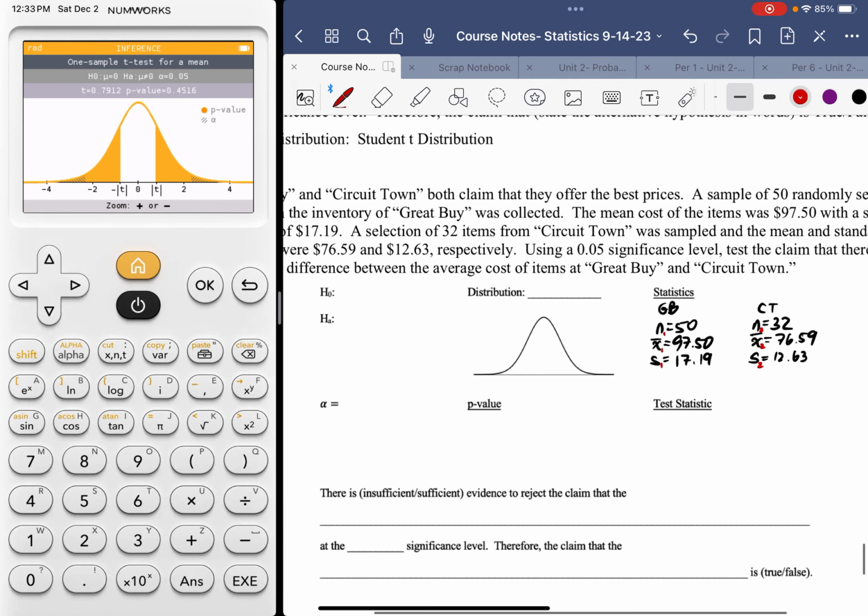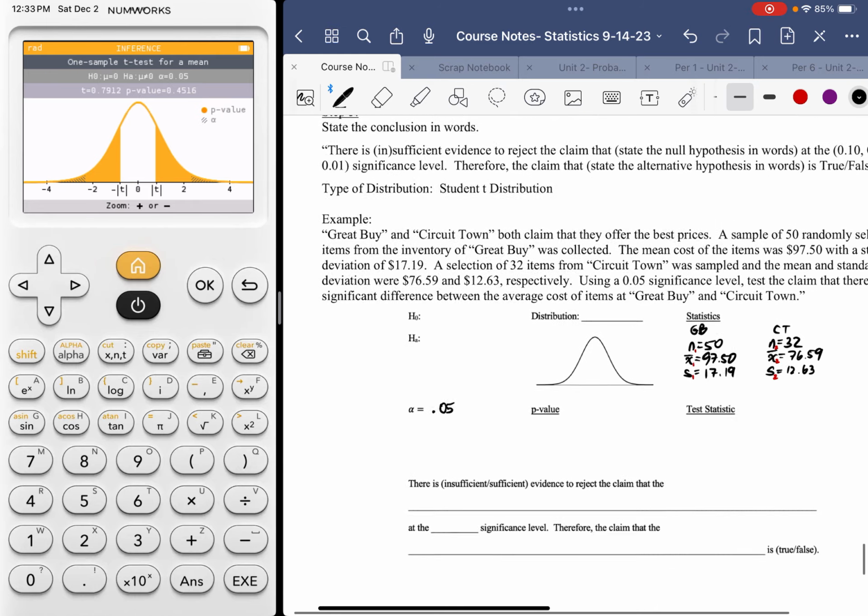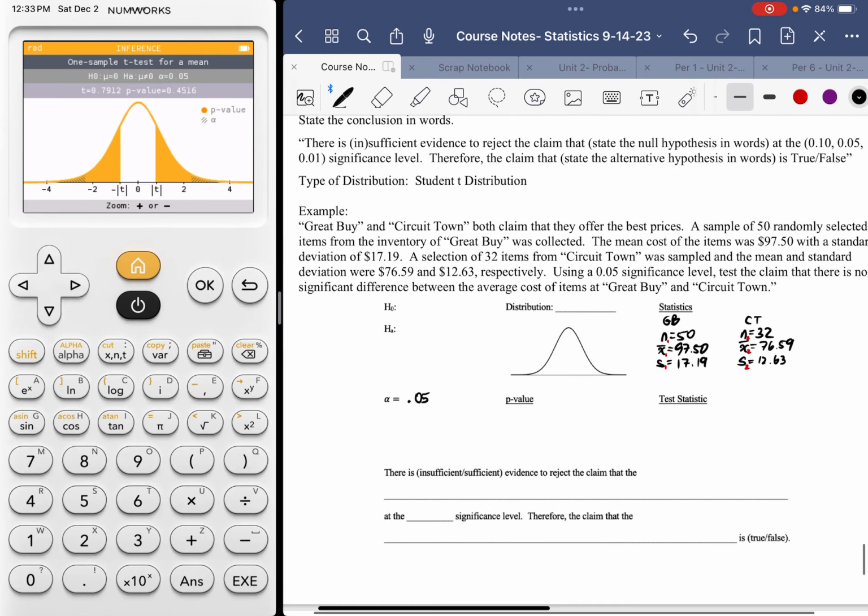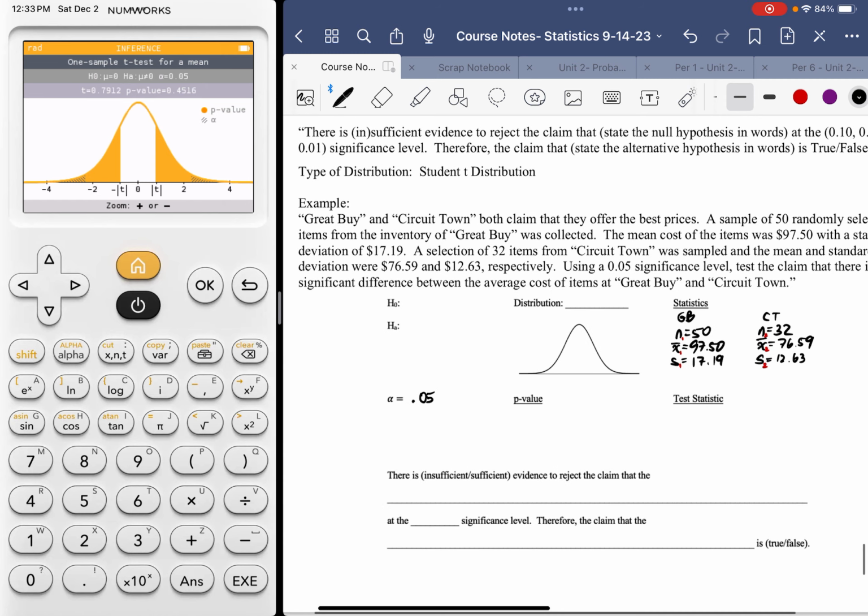All right, using a 0.05 significance level, we're going to test the claim that there is no significant difference between the average cost between the two places. All right. So this is a t distribution because we don't know the population standard deviation.